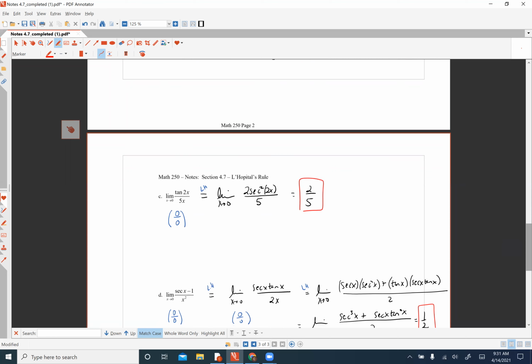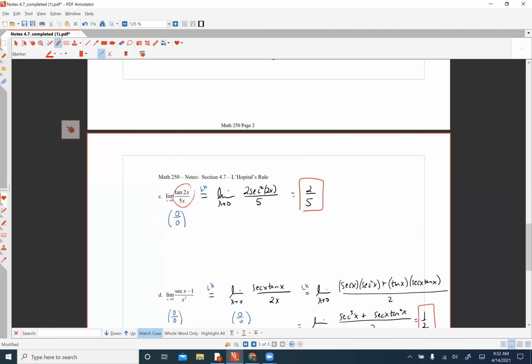Okay, so let's take another one. This one's not quite as fun a problem. The limit of tangent of 2x over 5x, at one time we'd go, oh my God, that's not a fun problem. Actually, you can convert that tangent into sine over cosine, we could still do it, but let's use L'Hopital's rule. The tangent of 0 is 0, right? Sine of 0 is 0, cosine of 0 is 1. So tangent of 0 is 0. 5x as x goes to 0 is clearly 0. So it's in the indeterminate form 0 over 0.